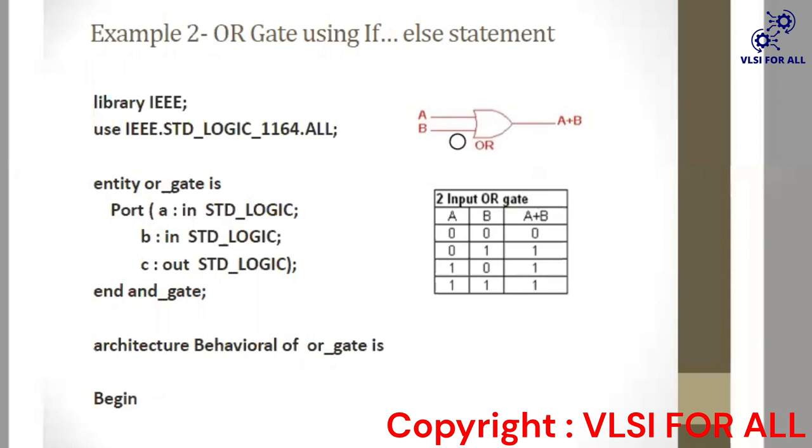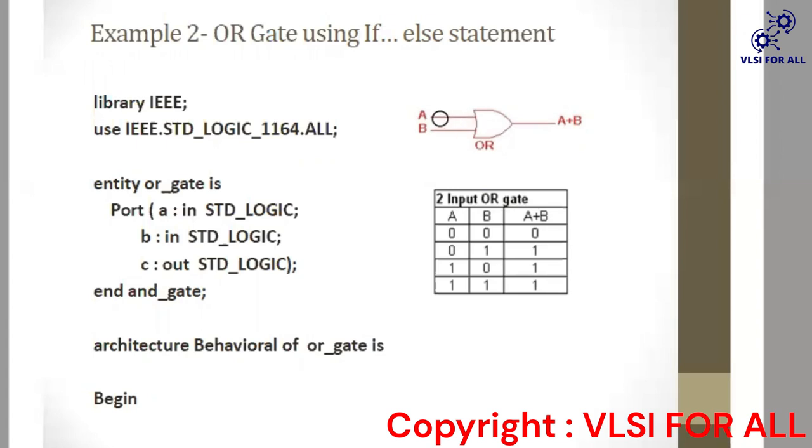So you will ask why we are using an if else statement for the OR gate. Can't we do that like we have done in the previous example for the AND gate? Yeah, you can do that, but my main motive is to tell you how to use the if else statement. So first of all, I will tell you what an OR gate is.